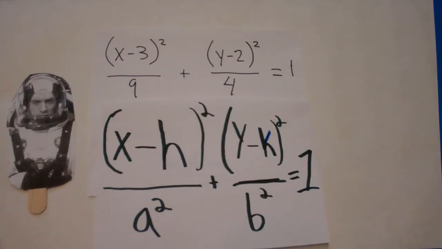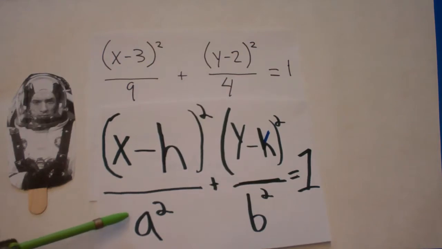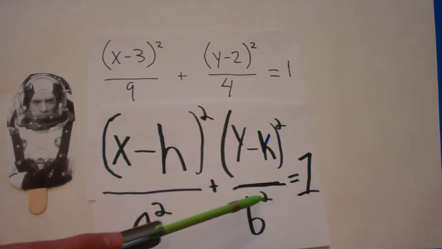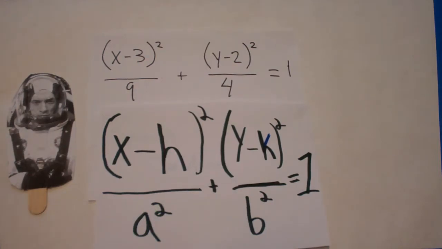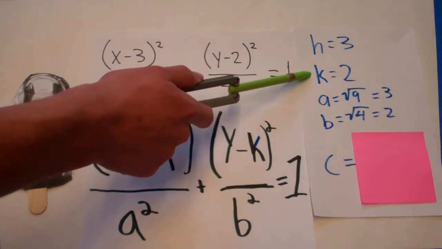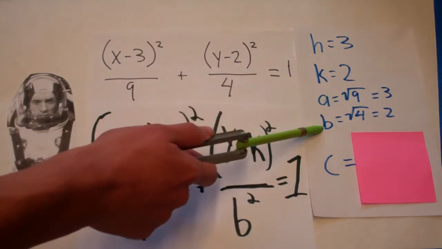Tom Hanks began by comparing the standard form of the equation with his equation. The standard form of an ellipse equation is (x minus h) squared over a squared plus (y minus k) squared over b squared equals 1. By comparing the alien equation with the standard form, Tom Hanks determined that h equals 3, k equals 2, a equals root 9, or 3, and b equals root 4, or 2.